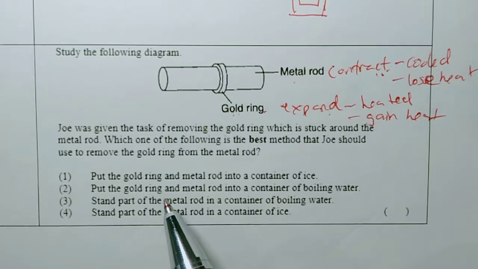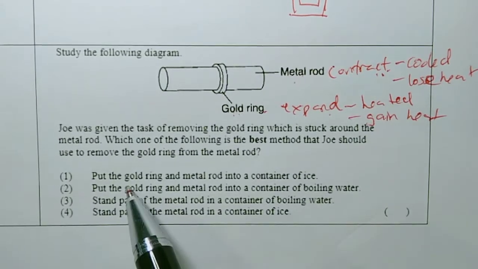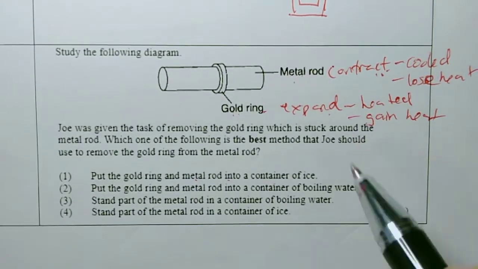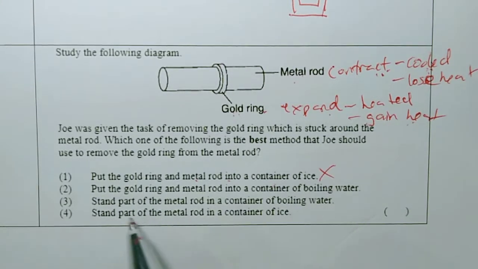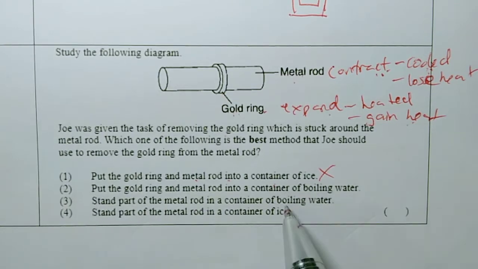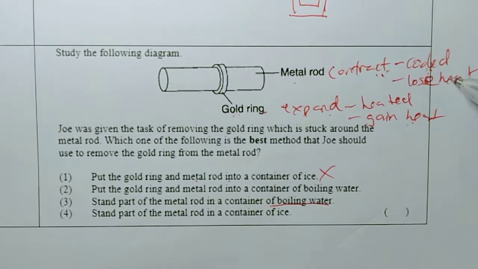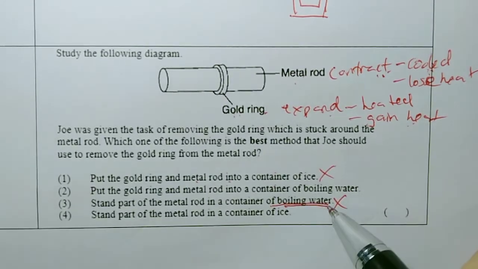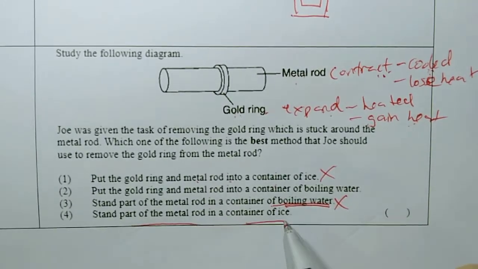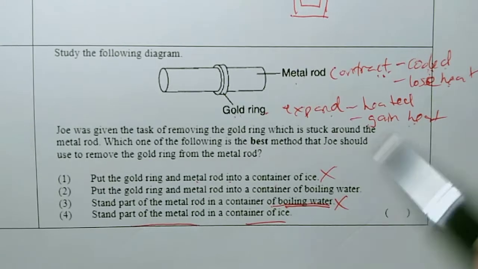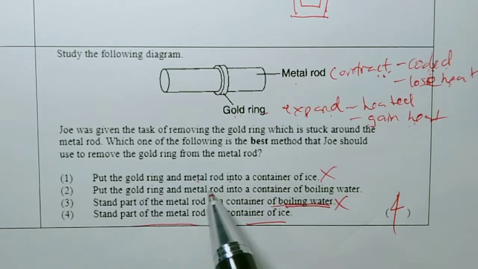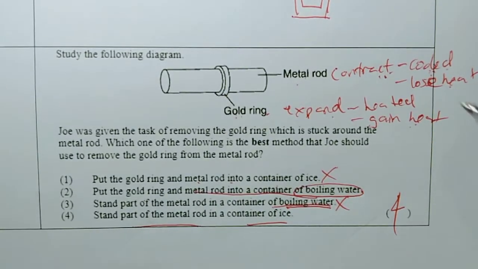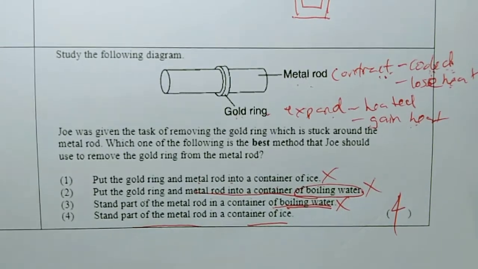So let's try it. Which one fits the understanding here? Put the gold ring and metal rod into the container of ice? No. They must have two different treatments. Put part of the metal rod in boiling water. No, we don't want it to do this because boiling water means it gains heat. Put metal rod in ice. Ice means lose heat, cool down. 4 seems to be correct. Put gold ring, put the metal rod into hot water. Then the hot metal rod will gain heat. We want it to lose heat. So this cannot be the answer. So 4 is the answer.